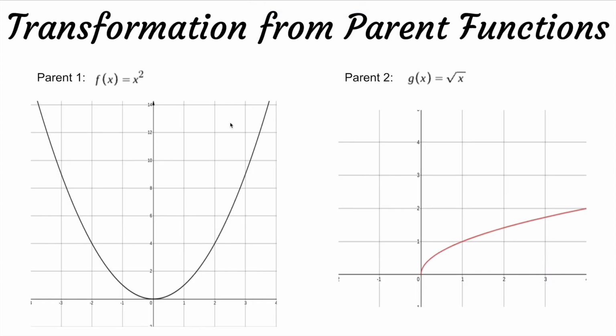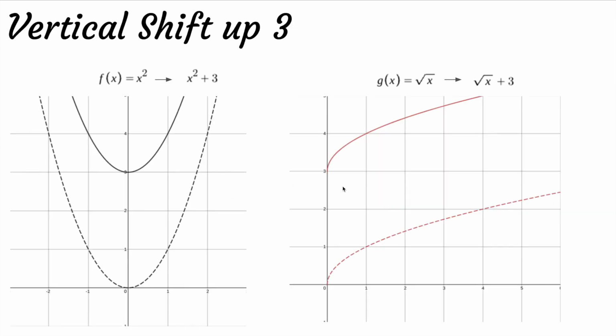Transformation from parent function. I chose parent 1 as x squared and the second parent as the square root of x. These are the parent functions. Now I did a vertical shift by 3. So all it did was take the original parent functions, which are these dotted lines, and just move them up by 3, as you can see over here and over here.